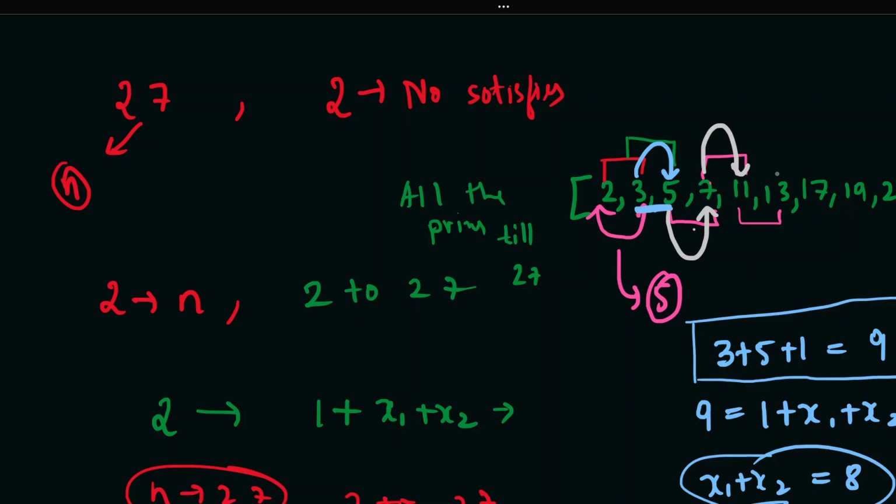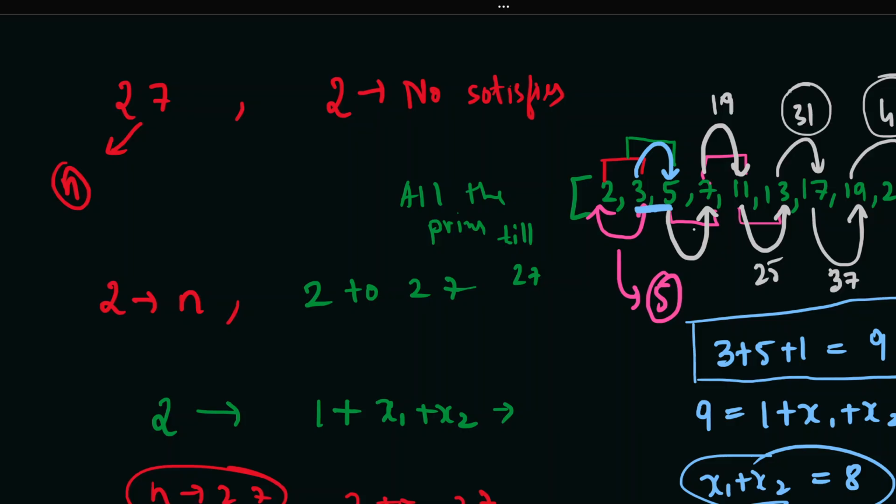Similarly, this 7 plus 11 plus 1 is 19. 11 plus 13 plus 1, what is it? 11 plus 13 is 24, plus 1 is 25. Then 31. This is nothing but 37. And this is nothing but 43. For all of these values, it is possible. But what is the range they ask?